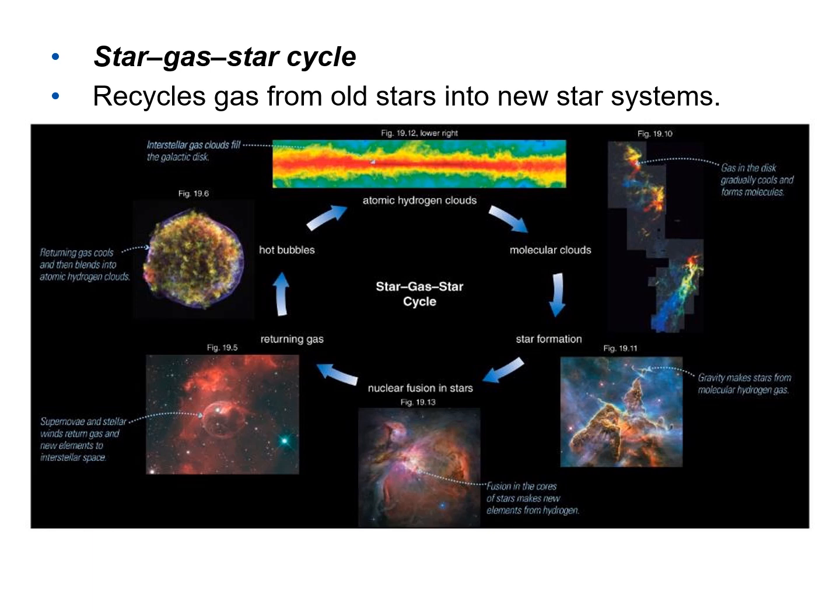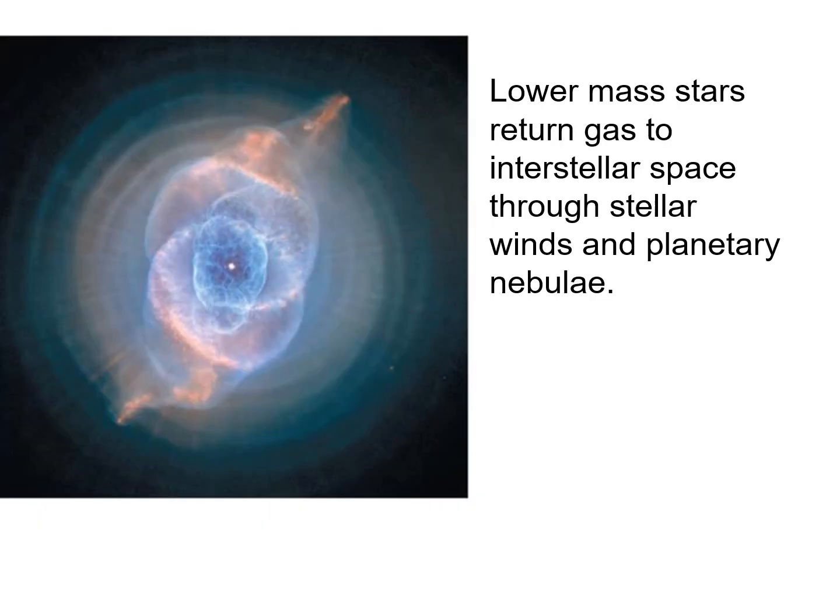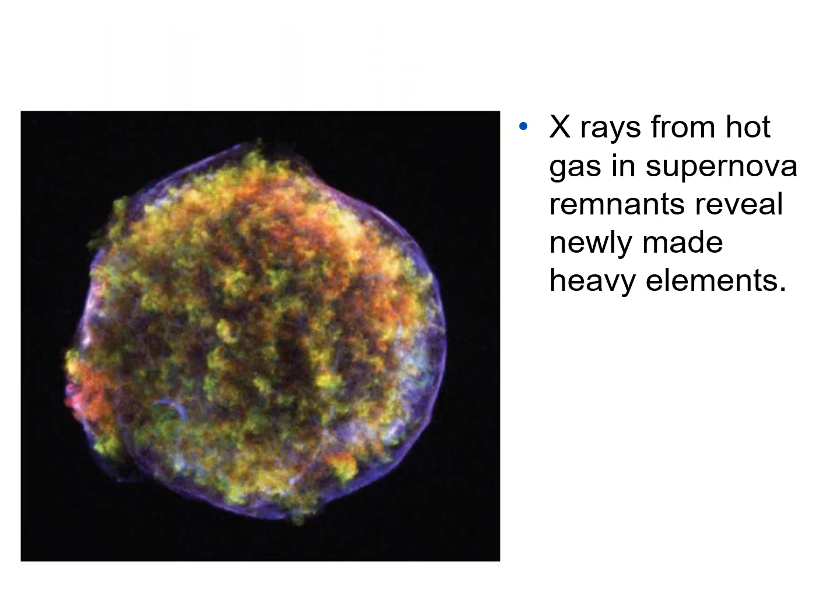So the star-gas-star cycle, the galaxy recycles gas from old stars into new star systems. A lower mass star, I want you to remember, returns its gas to interstellar space through stellar winds and planetary nebulae. And there you have a planetary nebula with the white dwarf in the middle, that leftover core. X-rays from hot gas in supernova remnants reveal newly made heavy elements. And the very heaviest elements, particularly the elements heavier than iron, which is element number 26, are all formed in that sudden supernova where there's enough energy to fuse heavy elements.